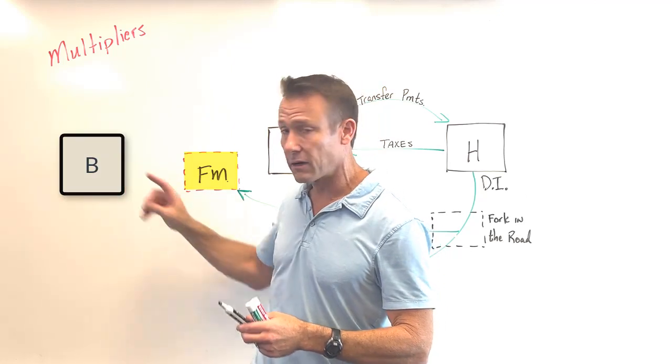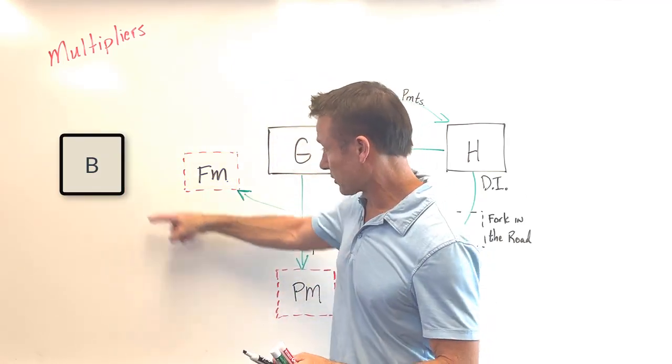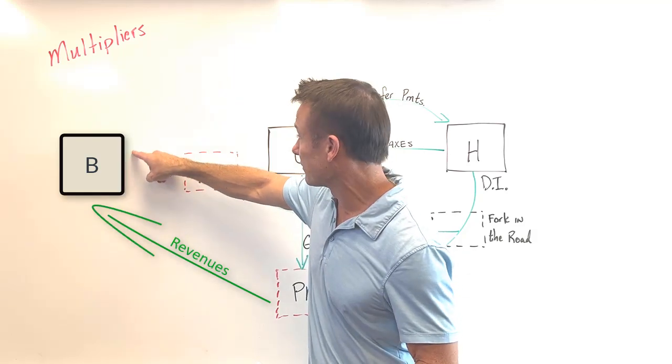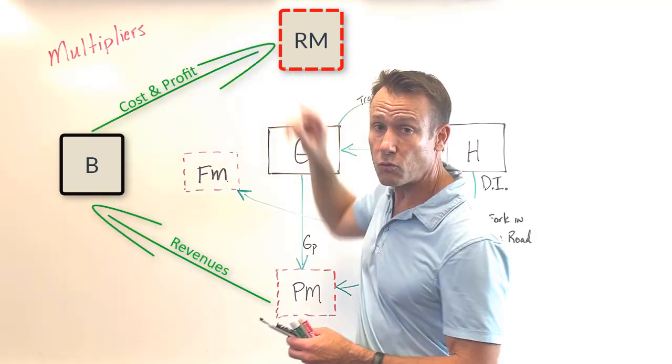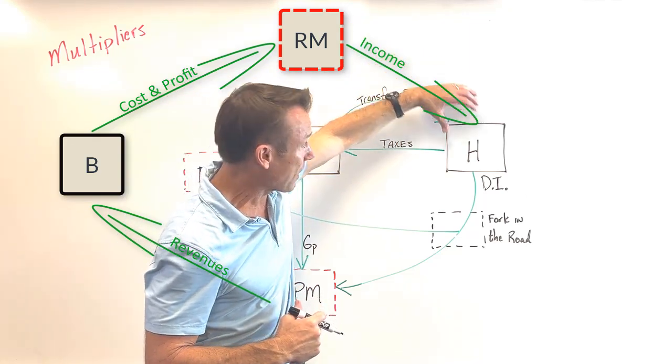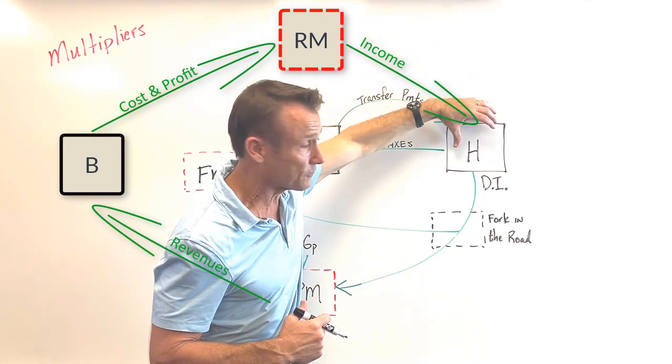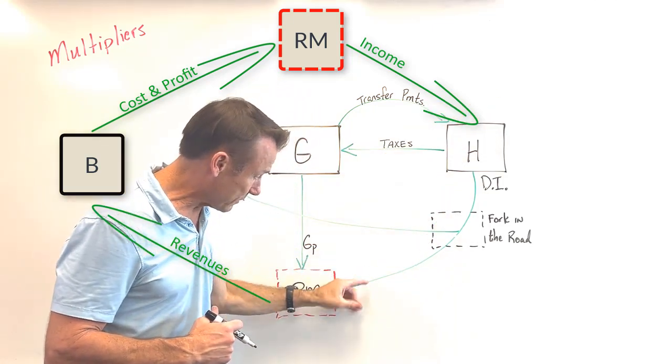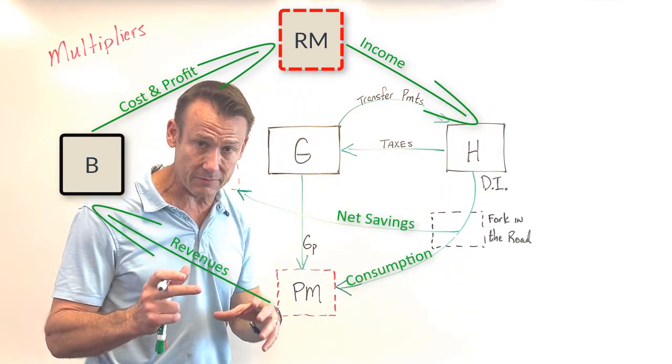Businesses would go right here, okay? So you would have that circular flow, you'd have that revenues to businesses, and then you'd have cost and profit to the resource market. You'd have wages, rent, interest, and profits to the households. You'd have those income flows here, and then you'd have consumption, and there is the savings, okay?